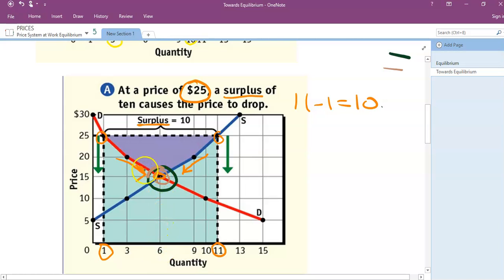When the price is above here and here, when it's above the equilibrium price, it creates a surplus because there's not enough demand to buy at that higher price. There is some demand, but not enough to clear the market. It creates this surplus. Now let's take a look at what happens when the price is below the equilibrium price.